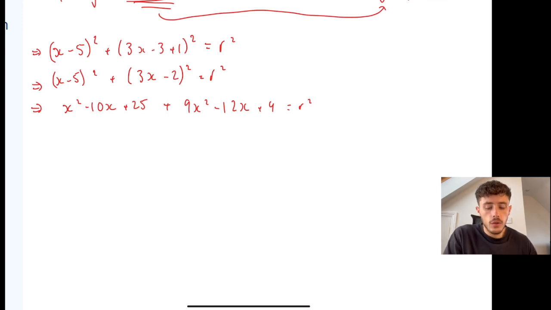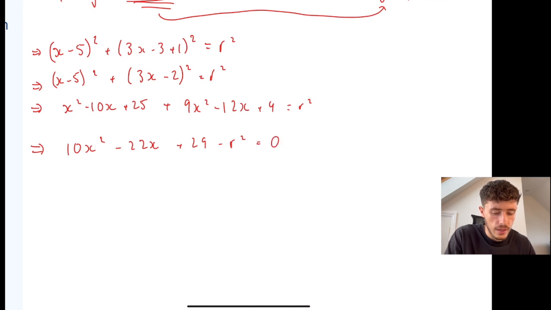So combining all that together, if we add the two x squared terms, we're going to get 10x squared. And then we have minus 10x plus minus 12x, which is minus 22x. And then 25 plus 4 is 29. And we can also bring that r squared across to the left-hand side, making it negative.